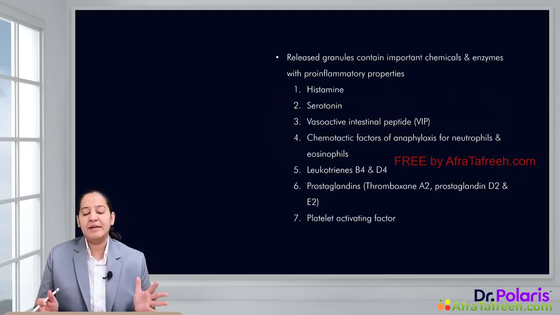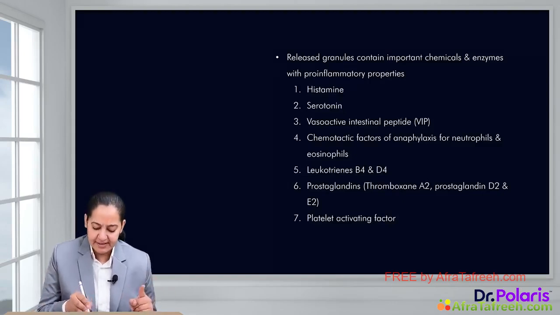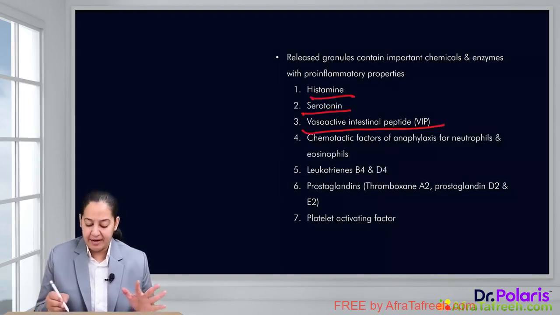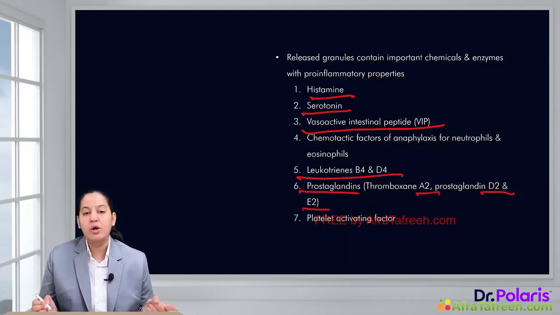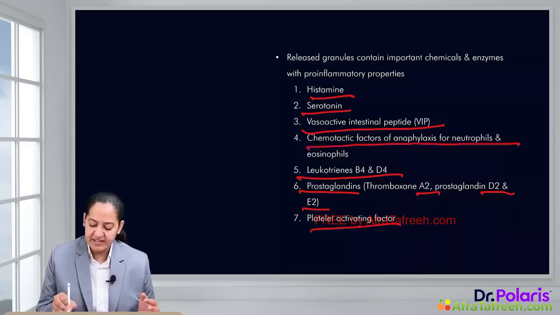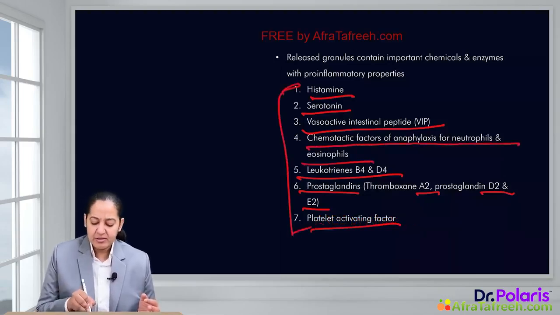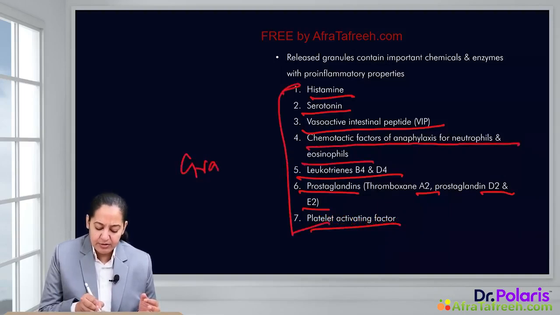Now, these chemical mediators, enumerate them. The granules contain 7 materials. It contains histamine, serotonin, vasoactive intestinal peptide known as VIP. It contains leukotrienes, B4 and D4 especially. It contains prostaglandins, especially thromboxane A2, prostaglandin D2 and E2. It contains platelet activating factor and it contains chemotactic factor of anaphylaxis for neutrophil and eosinophil. These all are present in the granules of the mast cell.